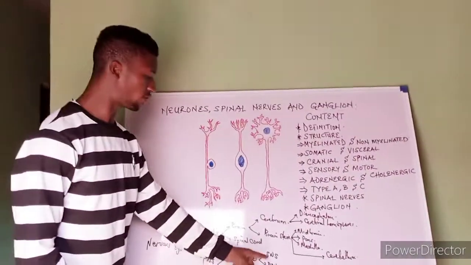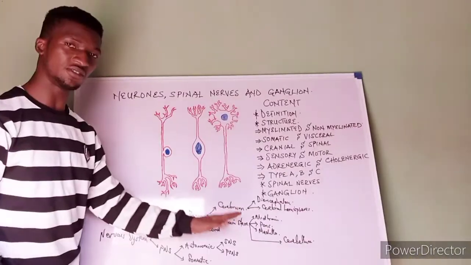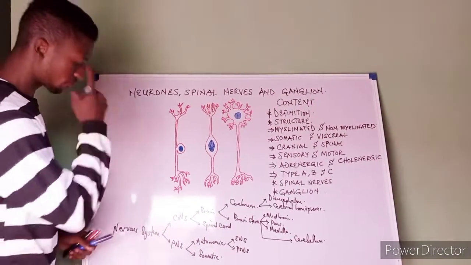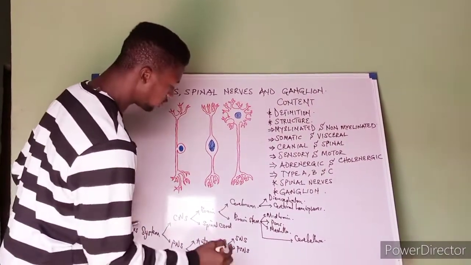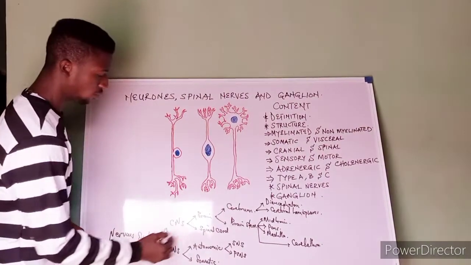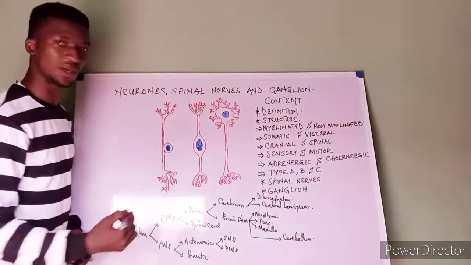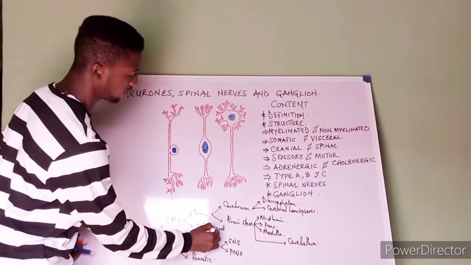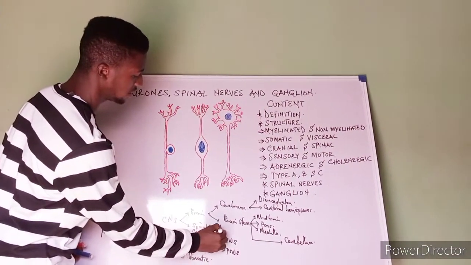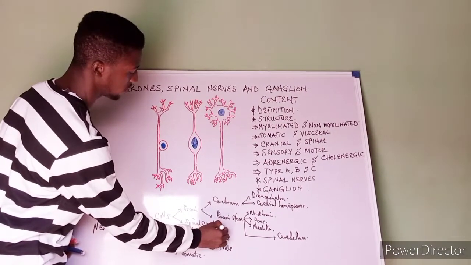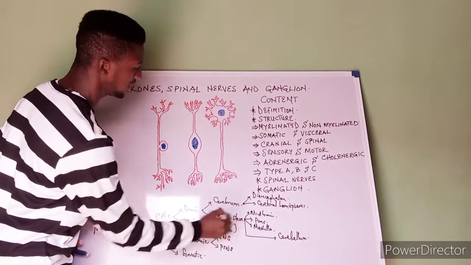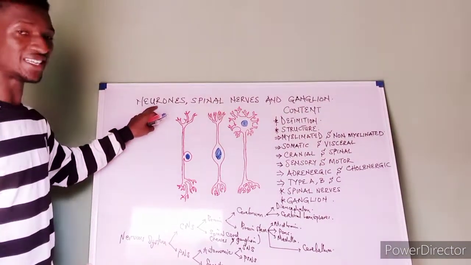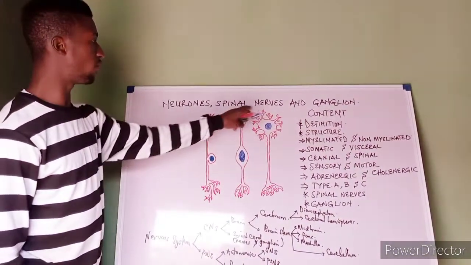Okay, we have the autonomic nervous system, which is divided into sympathetic and parasympathetic. Here you should also have in mind that the spinal cord is made up of the spinal nerves. It's made up of the nerves and the ganglions. And that's the reason why we have to focus on neurons, which we refer to as nerve cells, and the ganglion.